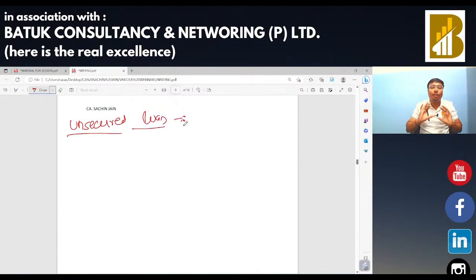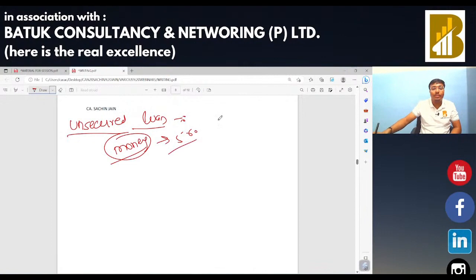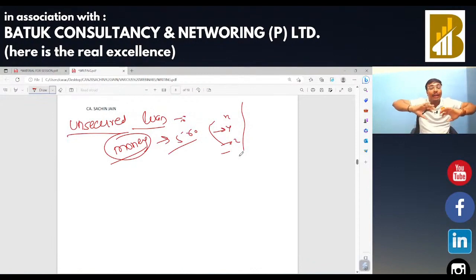Sir, unsecured loan means I am doing the business and suppose I have a certain requirement of funds. So I have taken the money, suppose 5 crore rupees, from certain persons, Mr. X, Y, Z, and all that. And I am not going to secure any type of property. I am not going to provide any type of property to XYZ for that particular amount. This type of loan is called an unsecured loan.